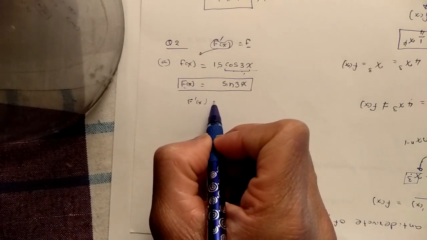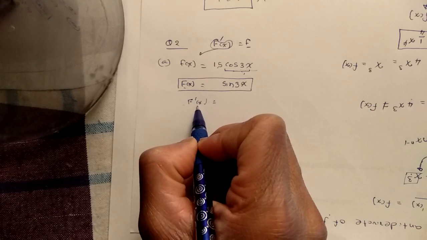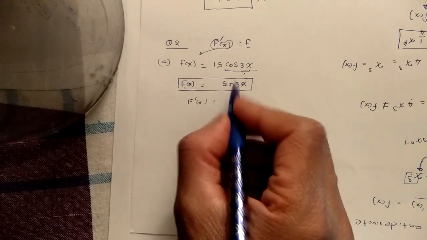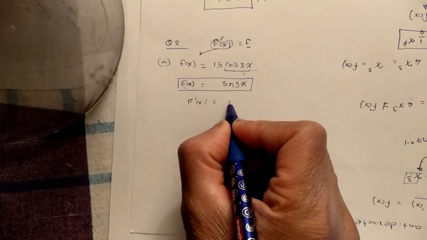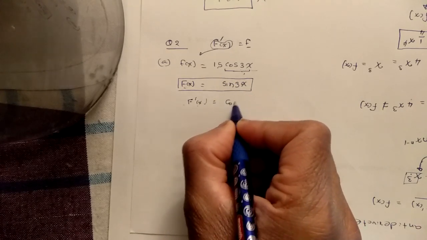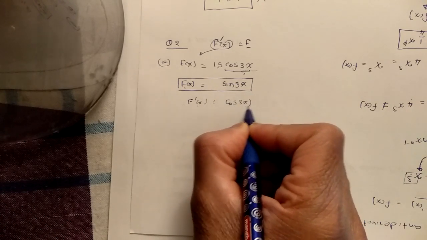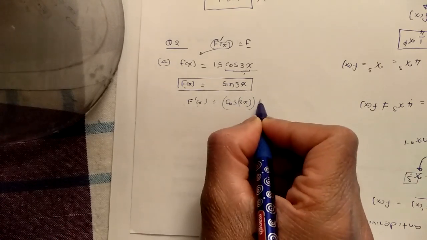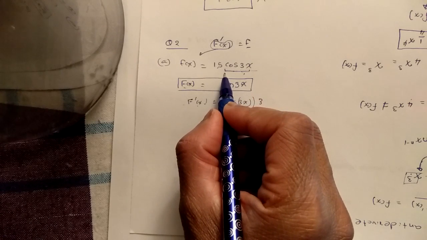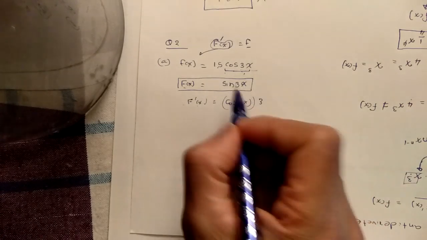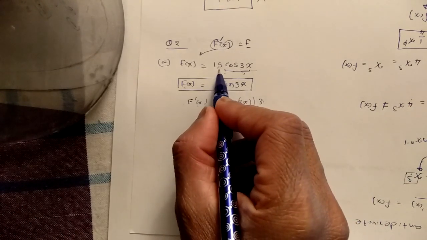But let's see what will happen when you differentiate this one. When you differentiate this term, you should use the chain rule. Then you will get cos 3x times 3. But that is not the original problem that they have given. Instead of 3, you have 15.